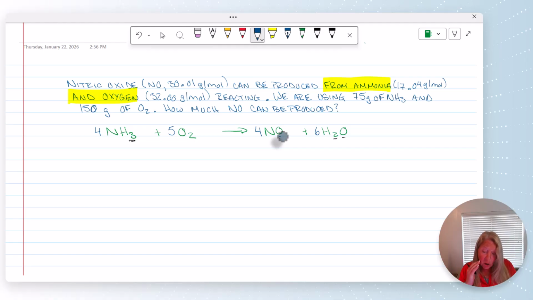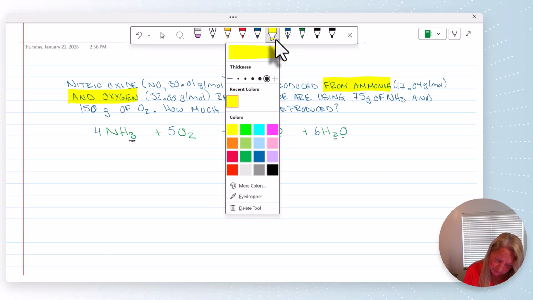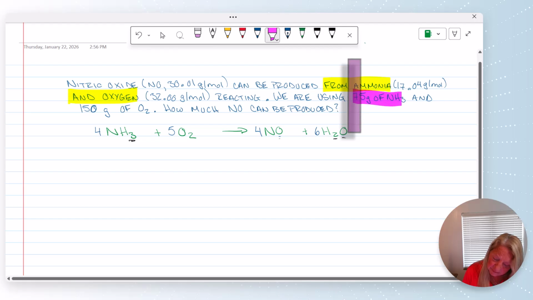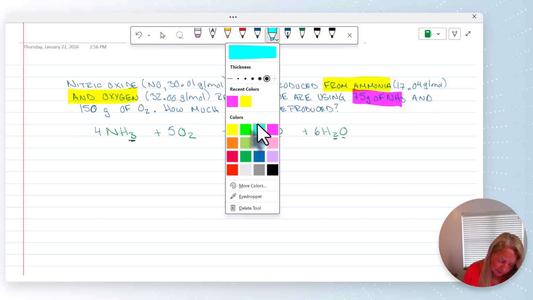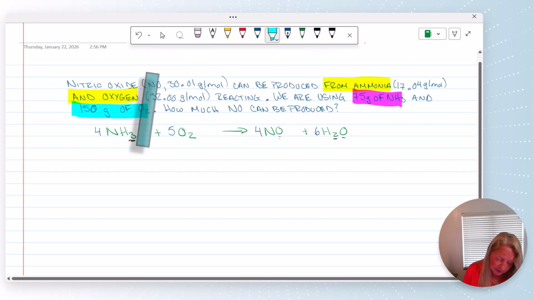I'm balanced. Cool. Right. I'm given 2 different starting quantities for my reactants. One is, let's see, what are we given? Do a different highlighted color. Pink. 75 grams of ammonia and, in a different color, 150 grams of oxygen.